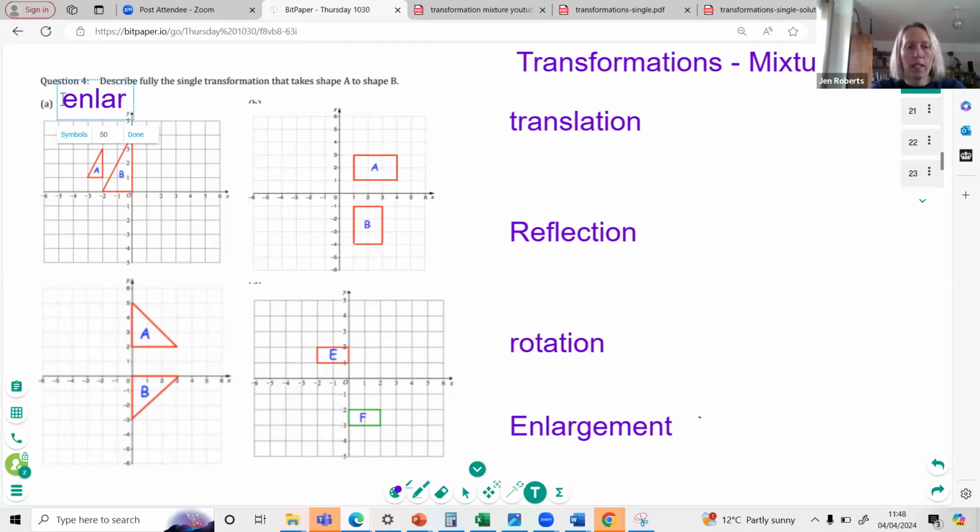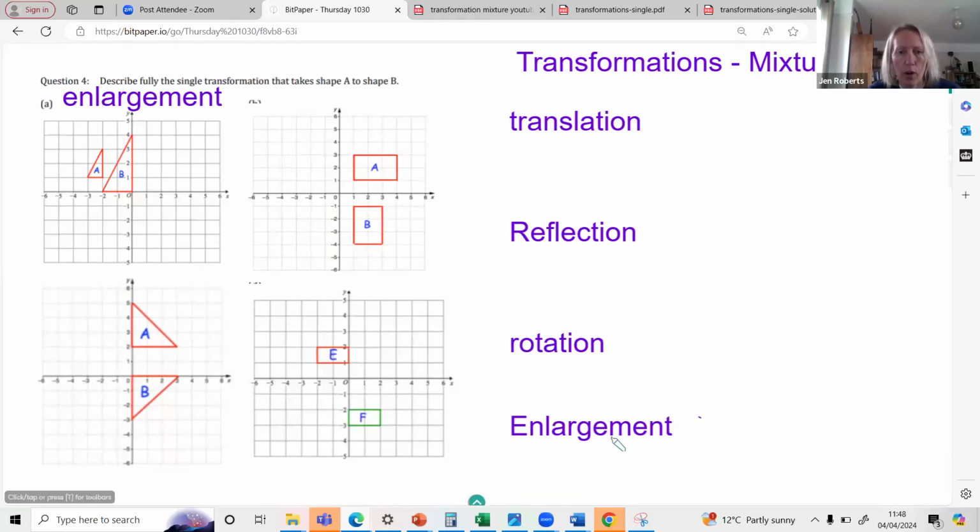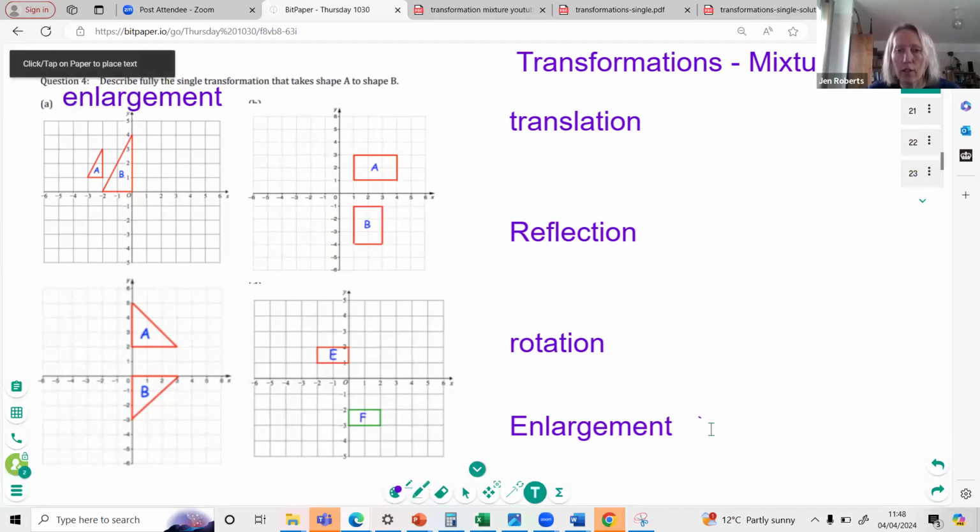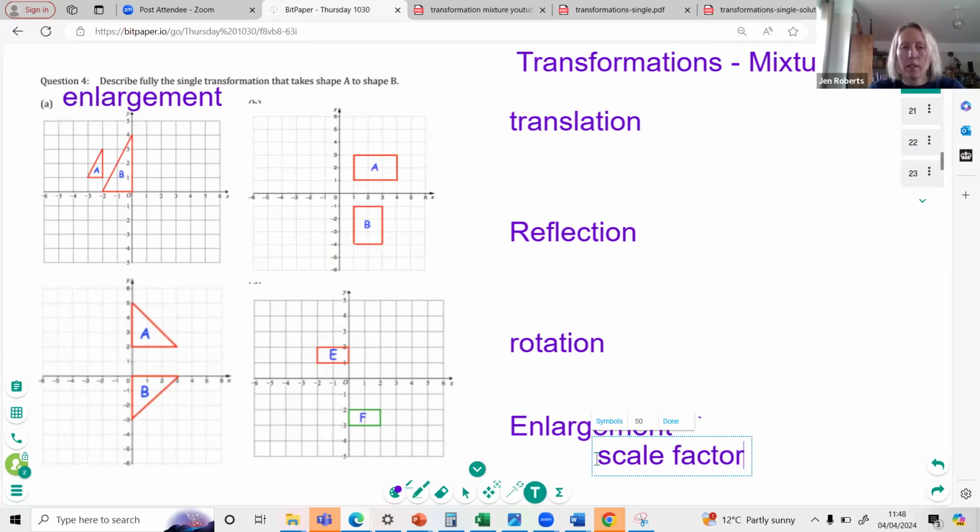Now, we need two bits of information to go with our enlargement. If you just think back, what are the two bits of information you need? First of all, you need the scale factor. How do you find the scale factor? Well, we look at what you multiply A by to get B. I choose a length. That's 1. That's 2. 2 divided by 1 is 2. So your scale factor is 2.